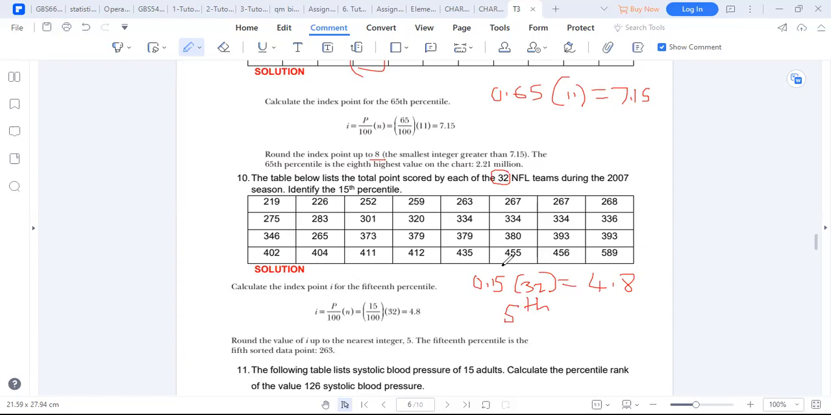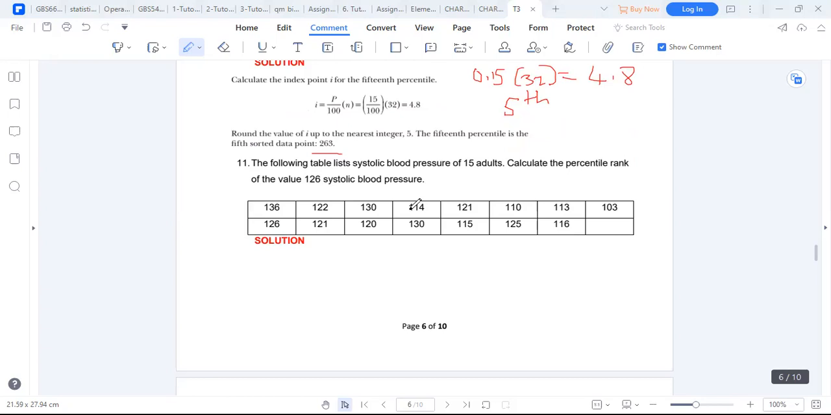Fortunately, this data here is already rearranged. 1, 2, 3, 4, 5. So our 5th term in this case is what? 263. That is our 5th term. I hope we're following, we're moving together.